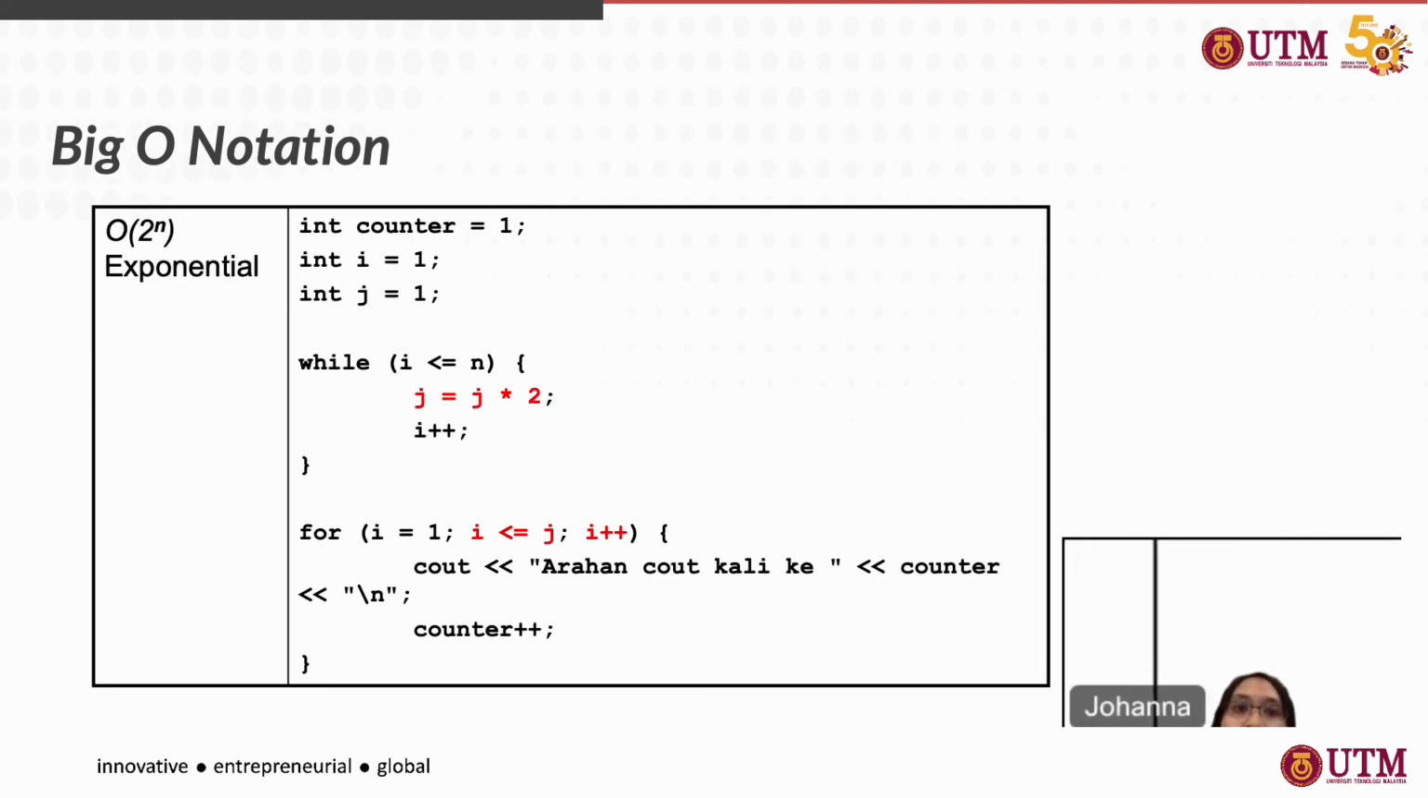The last one here is O to the power of n. You can see that we have 1 while loop and 1 for loop. And in the second for loop, the condition here, the j, is depending on the value of the first loop. So that one we categorize as O to the power of n.